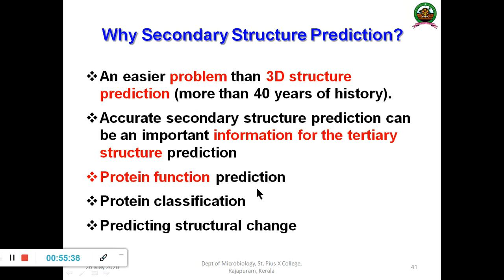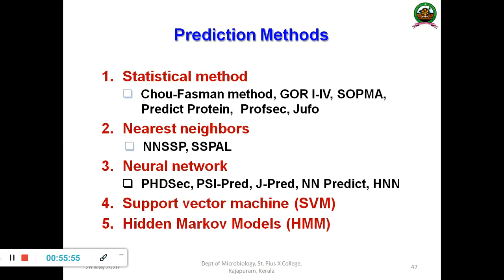And you can compare the structures and see the structural changes. If two structures are structurally similar, you can expect them to perform the same function. So that is the importance of this concept. Then the prediction methods for secondary structure, also in terms of computational biology or bioinformatics.